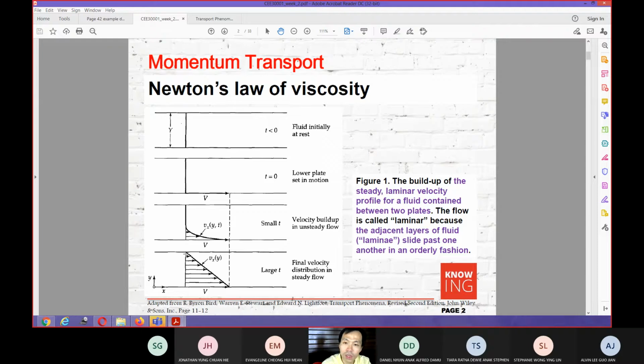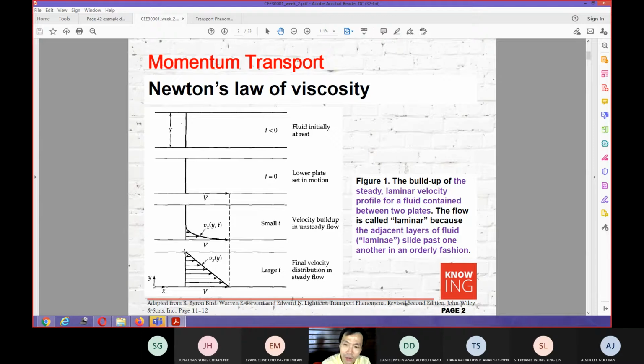The velocity profile here will be linear. The one on the top will have a velocity of 0, whereas the one on the bottom will have a velocity of V. Everybody can hear me clearly, right? Can you give a nod or a sign if you hear me clearly? Okay, good. So this is at large t.